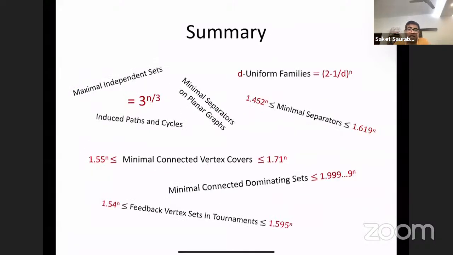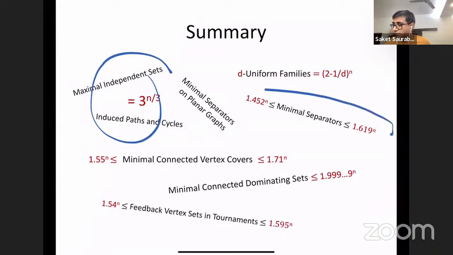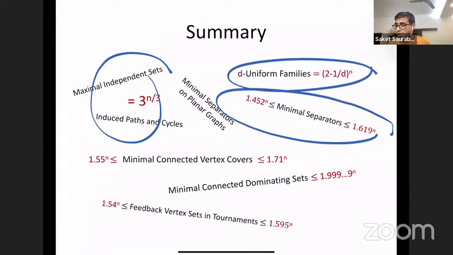So the summary I gave you covered lots of interesting things like maximal independent sets, induced paths and cycles, minimal separators on planar graphs and on general graphs, d-uniform families, how many such objects there are, and so on and so forth. For a lot of these things there is a lower bound and an upper bound, and there's still a thirst or desire to come up with a bound which is as tight as possible.